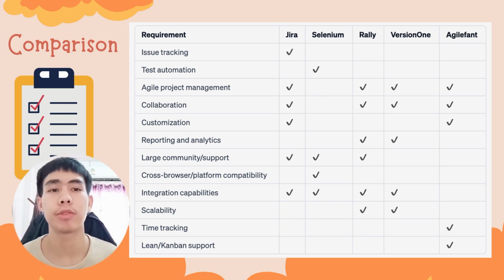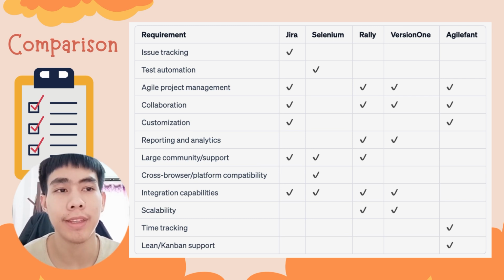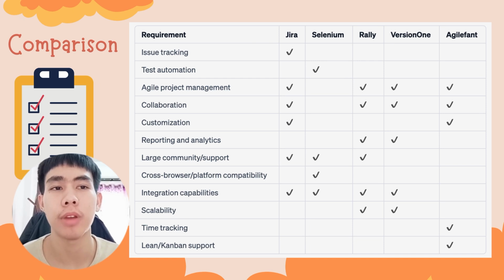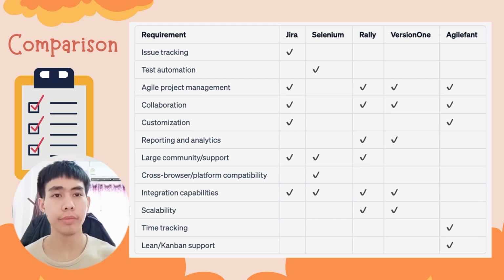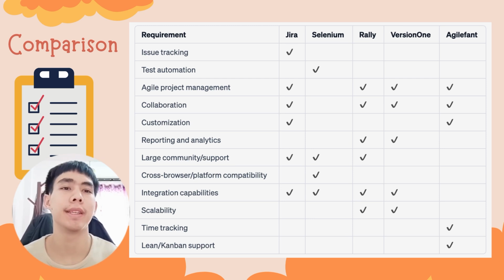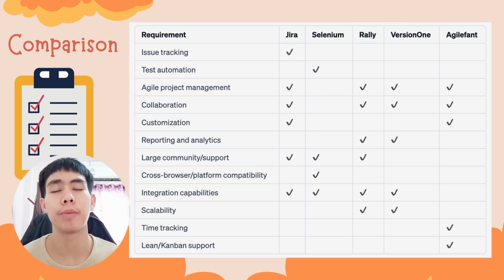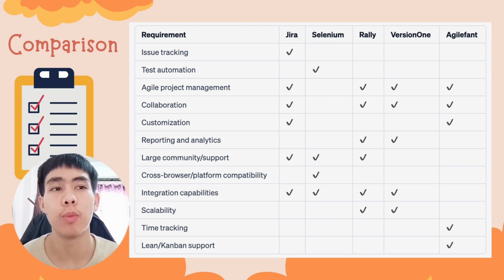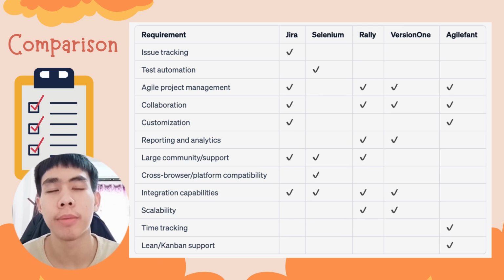Next is reporting and analytics. Rally and Version 1 offer powerful reporting and analytic capabilities, enabling teams to track metrics, generate reports, and gain insight into the projects. Next is large community support. Jira and Selenium have large community support, which helps with resources, support, and updates.